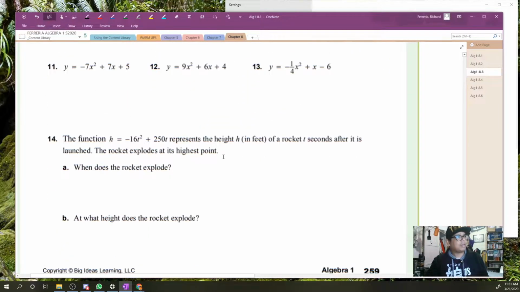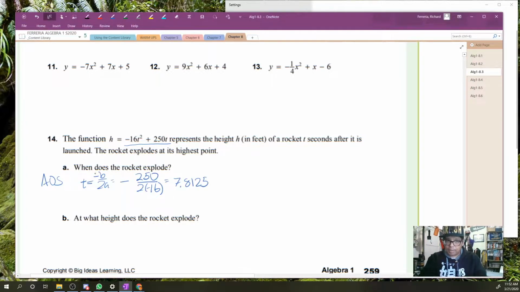And then here, the last point, we've got the height of a rocket. The rocket explodes when we get to the highest point. So when does the rocket explode? I don't know. It's a quadratic function. So let's use what we were doing before with finding the vertex. So let's take a minute here. I'm going to pause it. Find the vertex. Hint, negative b over 2a.